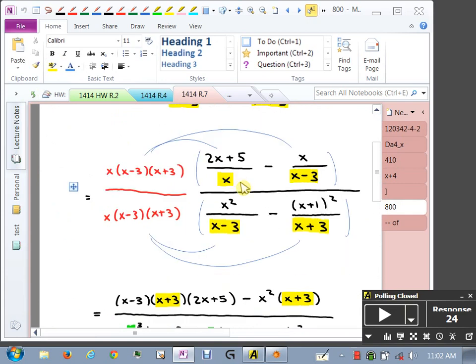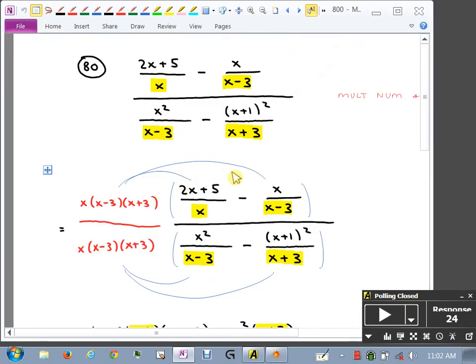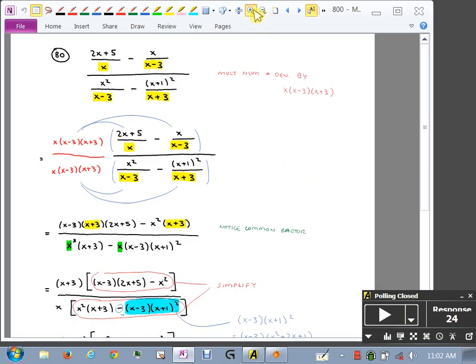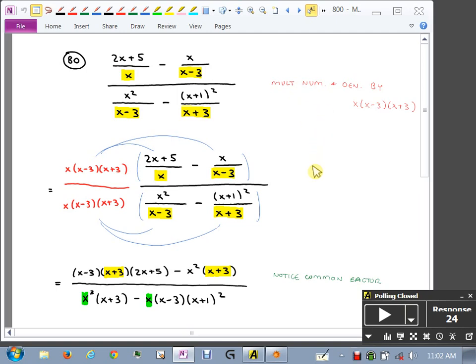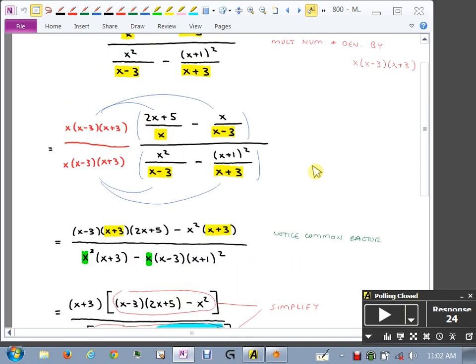R7, number 80. Okay. Here, right? Okay, so I'm multiplying, this is a little different. I'm multiplying the top and bottom of this complex fraction by the LCD. When I multiply here to here, this x and this x go away, which leaves you with this, this, and this. That's these 3 right here. You okay with that?